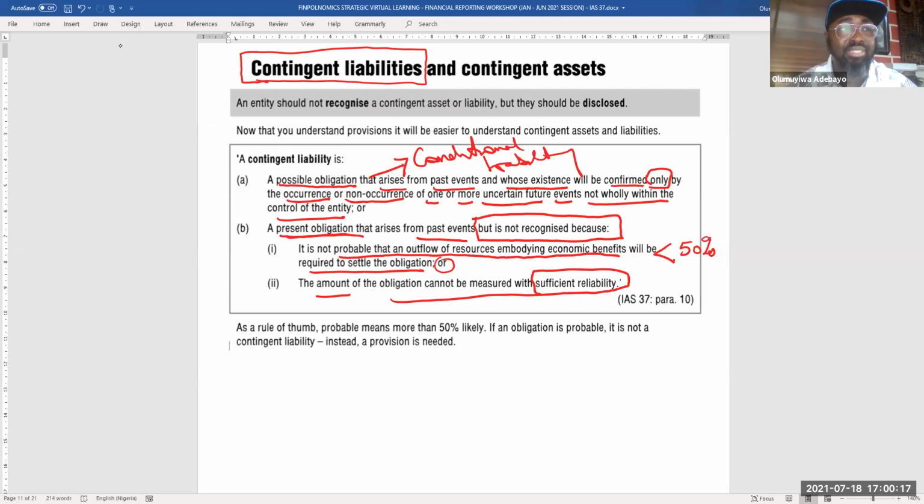But a contingent liability will not be accounted for. Neither will it be shown in our balance sheet, nor will it have an effect on our financial performance. Rather, what we only ensure we do is that we disclose it in our financial statements via what? Notes to the accounts.